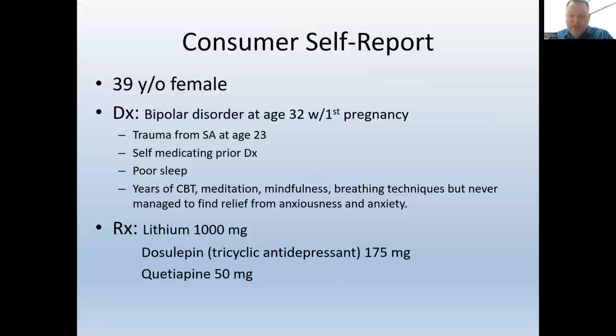So let's conclude with a practical example. Here we report a customer history of a 39-year-old woman diagnosed with bipolar disorder at the age of 32 with her first pregnancy. At this point, she stops self-medicating and begins a consistent treatment for her diagnosis, which consists of lithium, dosulipin, and quetiapine.